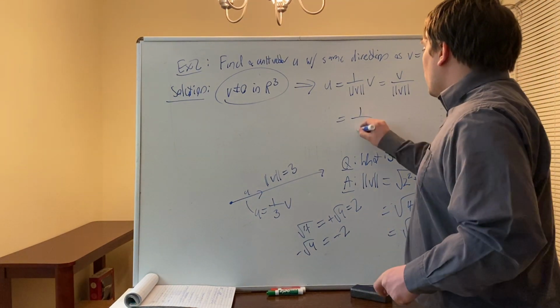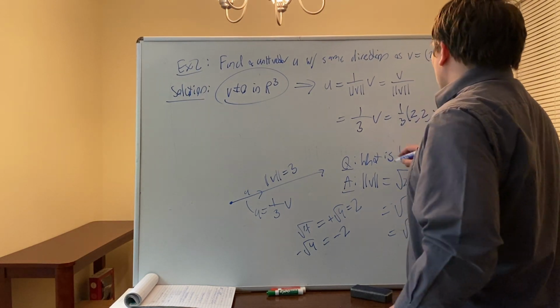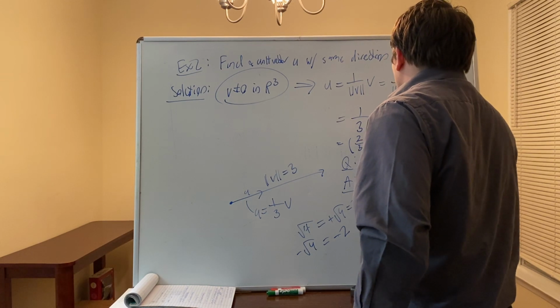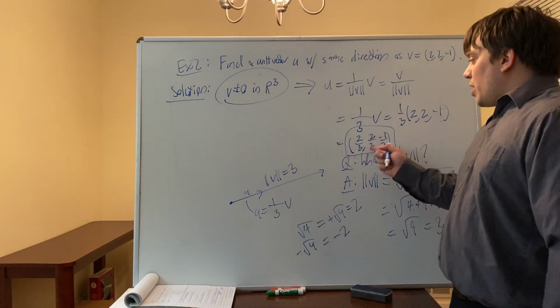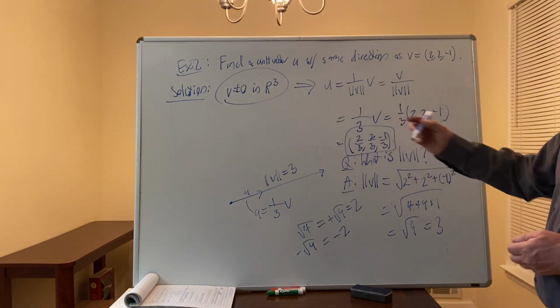And so this is 1 over 3 times V. This is 1/3 times vector 2 comma 2 comma negative 1. This is equal to 2/3 comma 2/3 comma negative 1/3. That's our vector U. So u is 2/3, 2/3, negative 1/3. That's the same direction as that vector v, and it's of length 1.